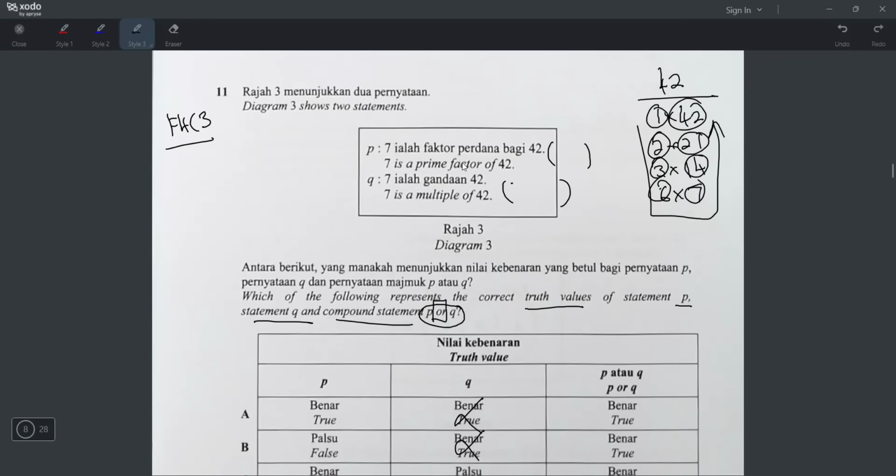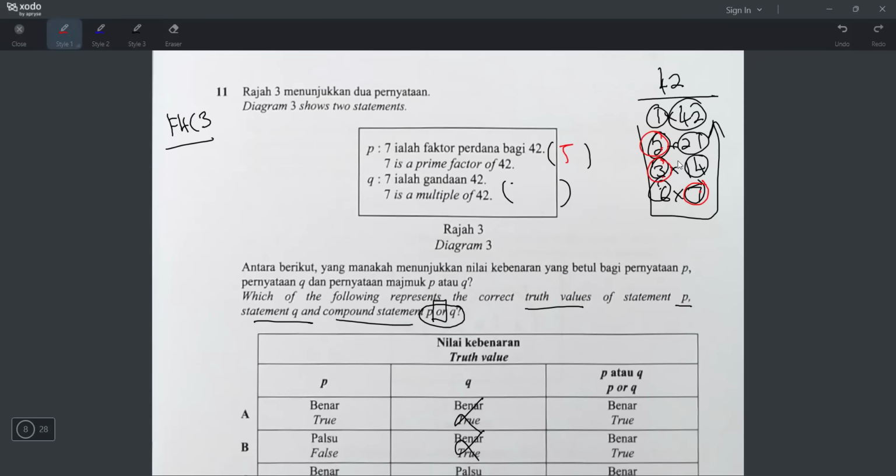Then what is a prime factor? A prime factor means a factor that is a prime number. So which of these is a prime number? 2 is prime, 3 is prime, 1 is not prime, 6 is not prime, 7 is prime. 21 is not a prime number because it can be divided by 3. So 2, 3, and 7 are the prime factors of 42. So this is true, because 7 is a factor of 42 that is a prime number. So that's how you do it.